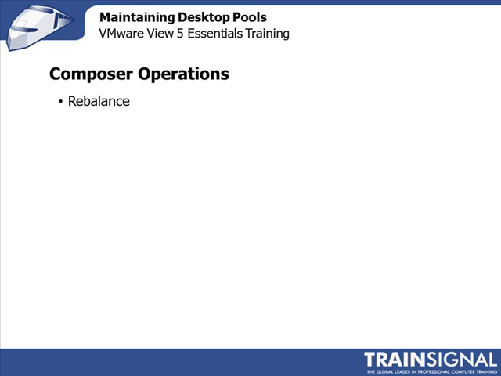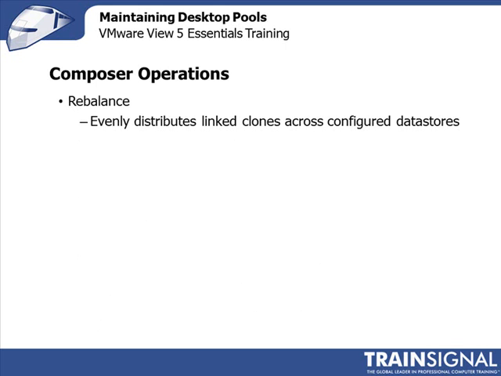Alrighty, then the third R, rebalance. This essentially allows me to evenly distribute my linked clones across the data stores that I have configured. It's not always perfect when it actually goes to lay out the linked clones as far as which data stores are utilized. So sometimes you're going to get one data store that may be a little higher loaded with the linked clone delta disks than another.